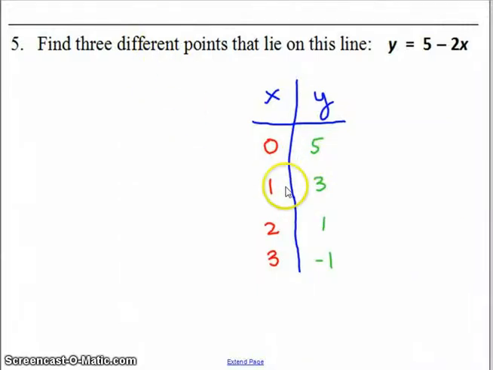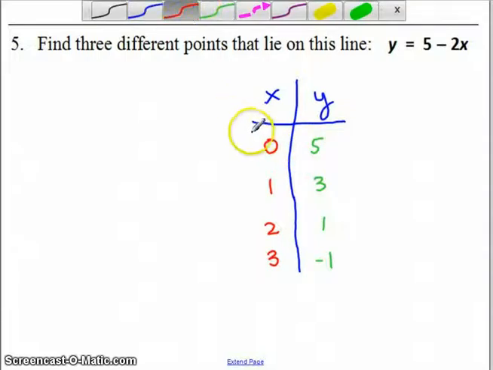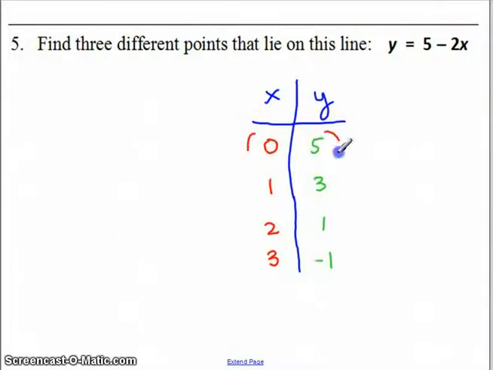Okay, so I actually have 4 different points that lie on the line. 0, 5 is one of those points, and I should have, but didn't, put parens around them to show that that's a point, and similarly these are points. 1, 3 is a point, 2, 1 is a point, and 3, negative 1 is a point.